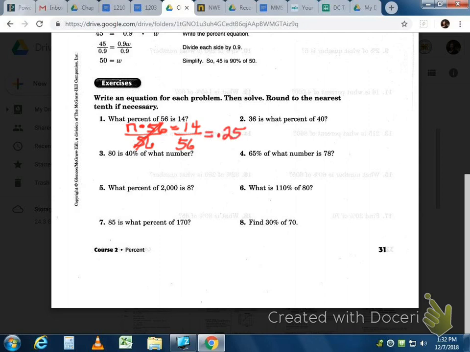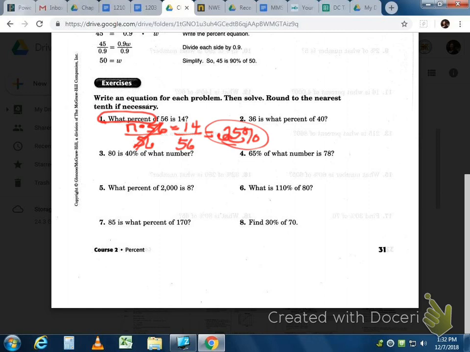Now this question, it wants to know what percent. Well, 0.25, but that's the decimal answer. How do we change that decimal to a percentage? Yeah, we're going to move our decimal back 2 spots, aren't we? So when we move it back 2 spots, it is 25%. 25% would be our final answer. So if you think about it, it says 25% of 56 is 14.